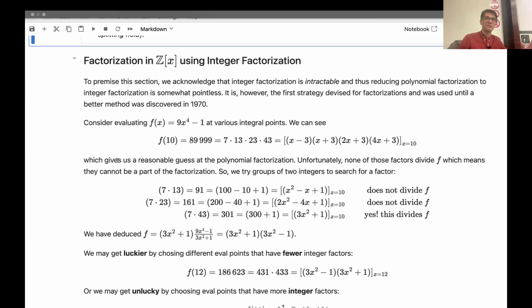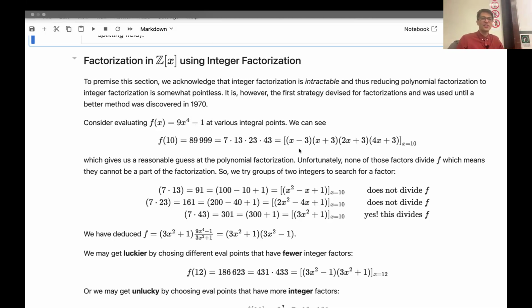So where did 7 come from? Well, that could have come from the factor x minus 3, because 10 minus 3 is 7. Same for 13: that could have come from x plus 3. 23 could have come from 2x plus 3. 43 could have come from 4x plus 3. So I say maybe one of these is a factor of this. I do this evaluation, get this prime decomposition, and say maybe this is it. This gives us a reasonable guess at the factorization, or at least at one of the factors. Then you take the GCD, get all of the common factors between this and that, remove them, and you're left with a smaller factorization problem. So you just repeat all of this.